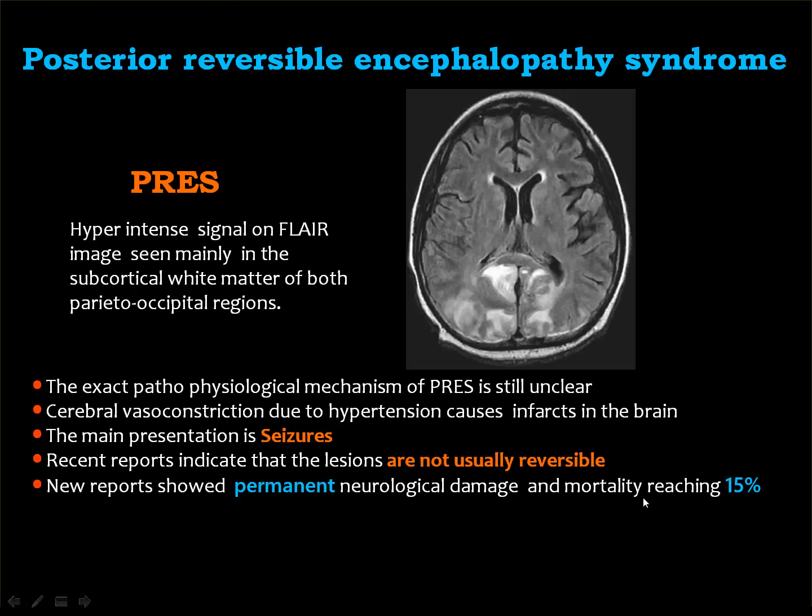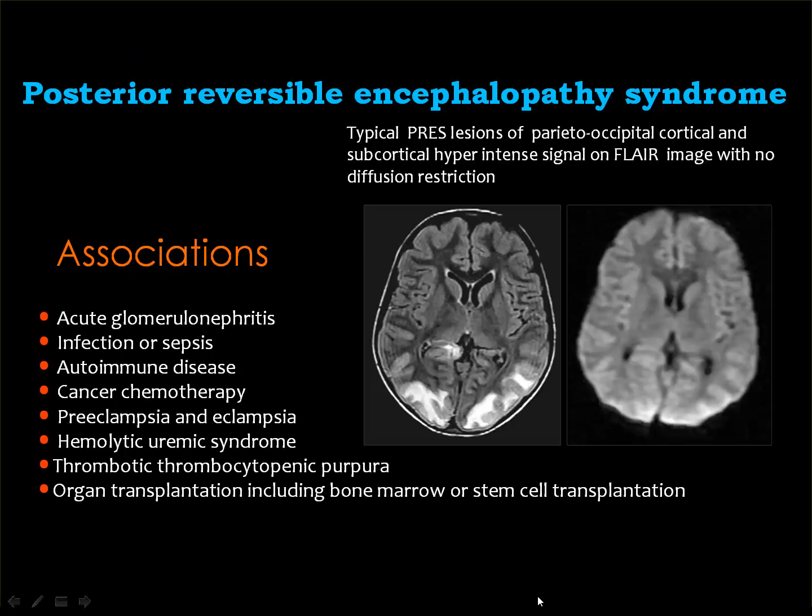Then the new literature says that the lesions are not usually reversible, meaning that they may improve, but they will not disappear. Then if you see lesions like this, and you do not see diffusion restriction, you know that these are edematous changes. And the edematous brain, if you do not improve the circulation, will go into ischemia and diffusion restriction.